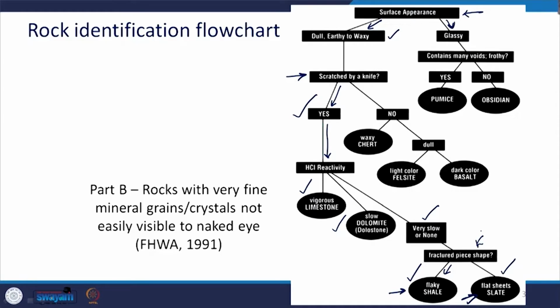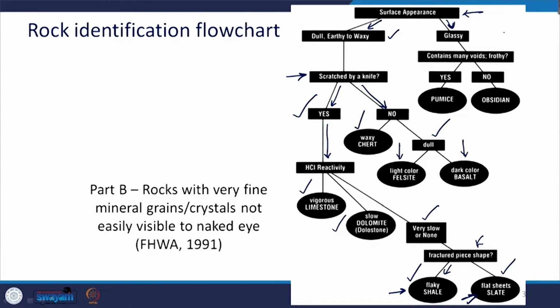So, first the appearance, then whether they are scratched by a knife or not, then HCl reactivity, and then fractured piece shape. If they are not scratched by knife, if it is waxy, it is chert. If the appearance is dull, then whether it is light color, so it is felsite. If it is of dark color, it is basalt.